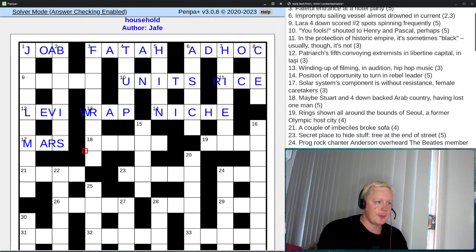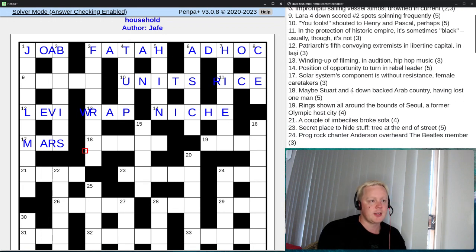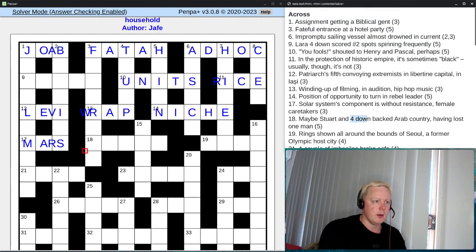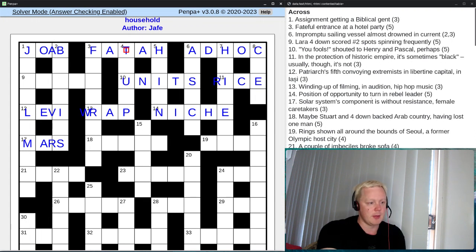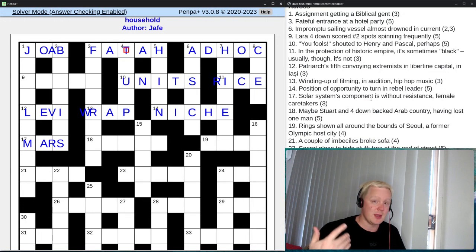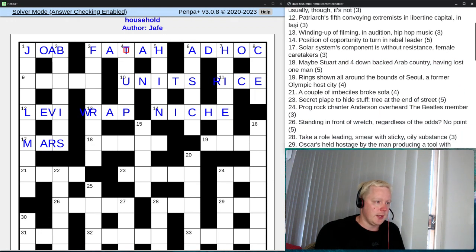Let's look at 18. Maybe Stuart and Four Down backed Arab country having lost one man. Now 4 down again. We had 4 down in the other one that we couldn't do. 9 here needs 4 down, and this one needs 4 down. And 4 down, we have all the crossing letters. So we could start looking at that, but I want to maybe go through all these crosses that we can first. So we're going to skip 18 because we can't do it. We're going to go into 19.